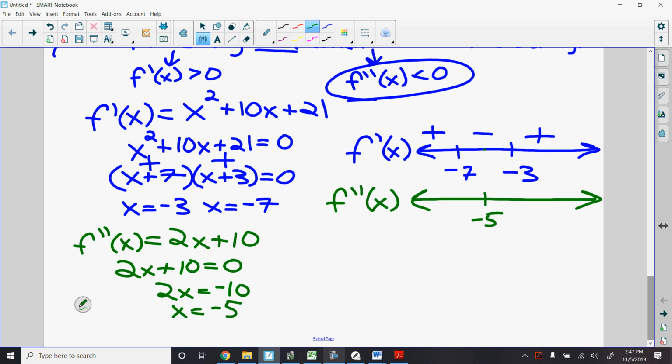Okay, now I'm going to choose a number less than -5. I'll use -10. 2 times -10 is -20. -20 plus 10 is negative. So I've got a negative sign over here. And then I'm going to choose a number greater than -5, which I'll choose 0. 2 times 0 plus 10 is positive.